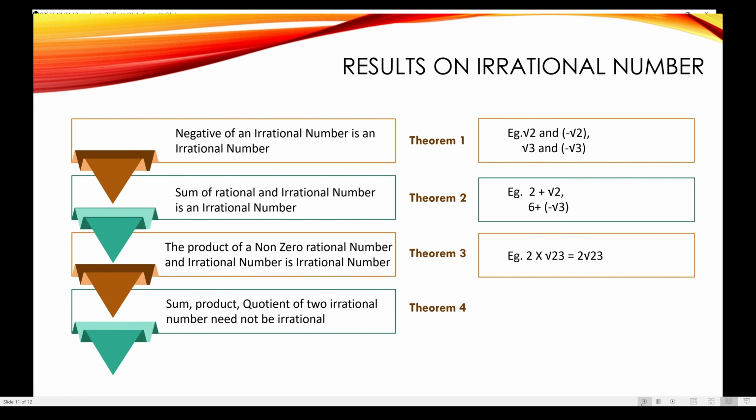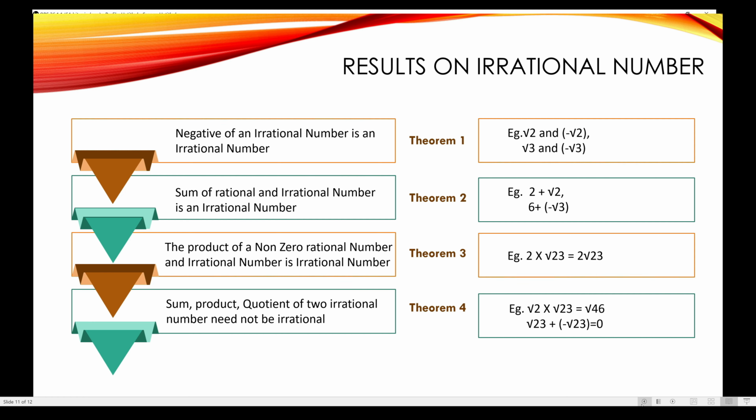The fourth theorem states that sum, product or division of two irrational numbers need not be irrational. So it can be rational or it can be irrational. One of the examples we see here is under root 2 into under root 23 is under root 46, which is an irrational number. But if you multiply under root 2 with under root 2 only, you will get under root 4 that is equal to 2 and 2 is a rational number. So it varies from case to case.